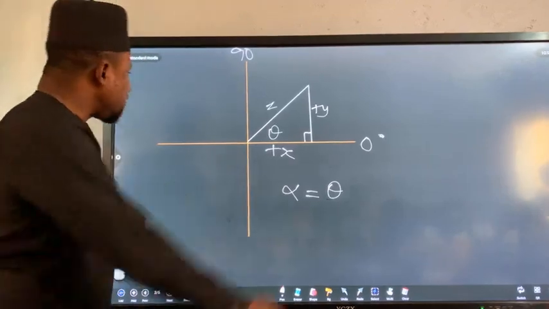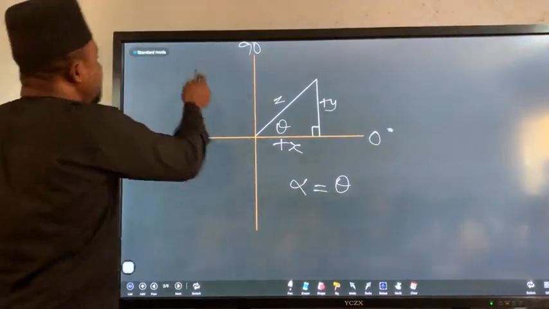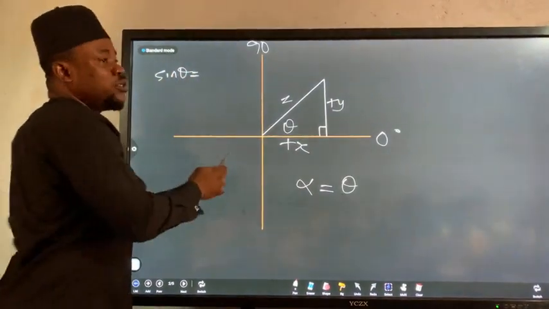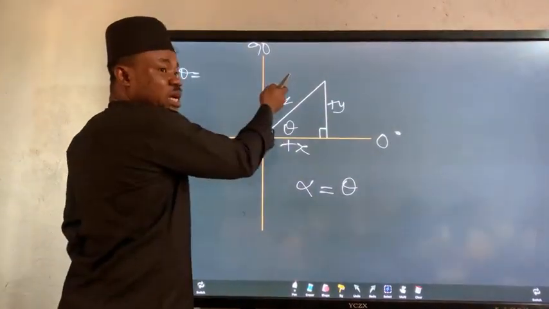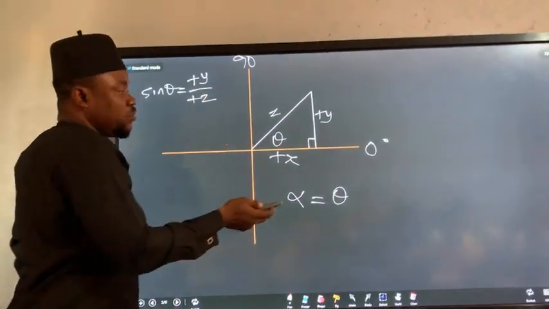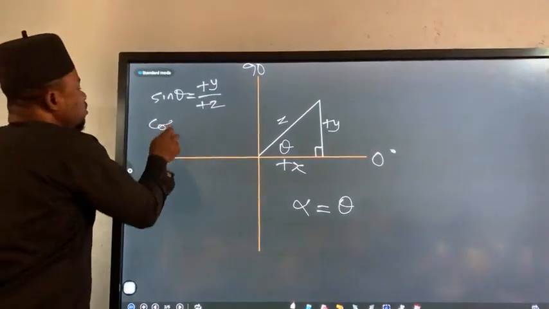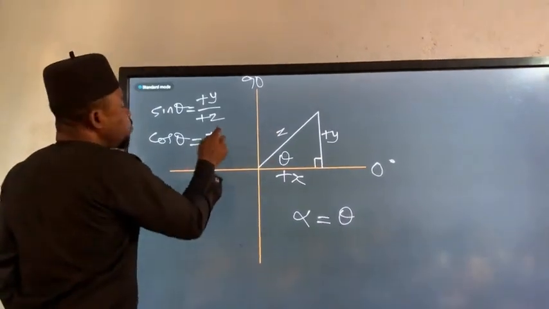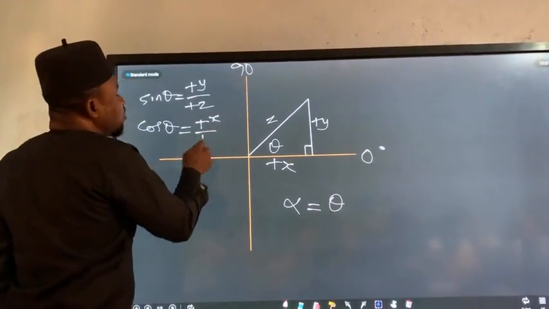Alright? Now look at this. Sine theta is going to be what? Opposite over hypotenuse. That will be plus y over plus z. Right? What about cos? Cos theta is what? Adjacent over hypotenuse. That's plus x over plus z.